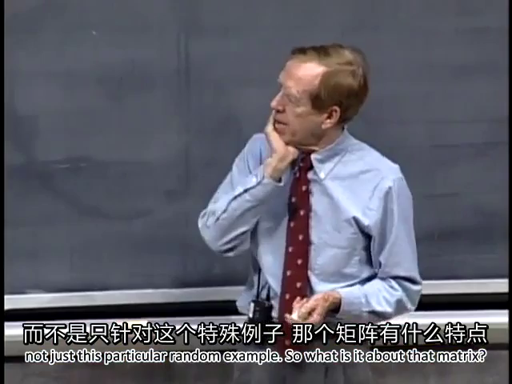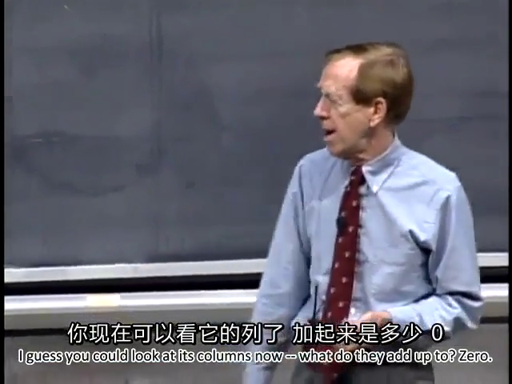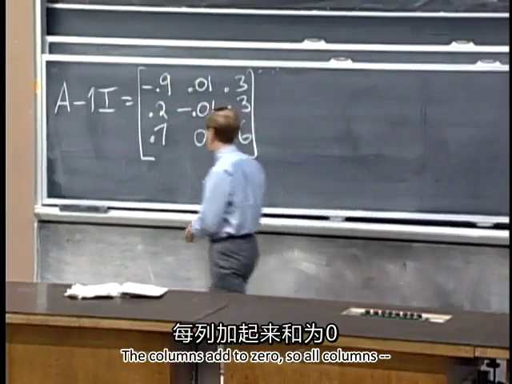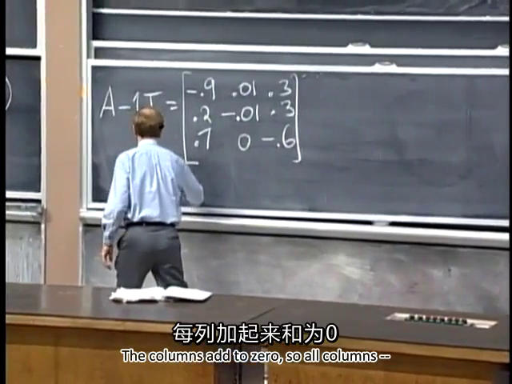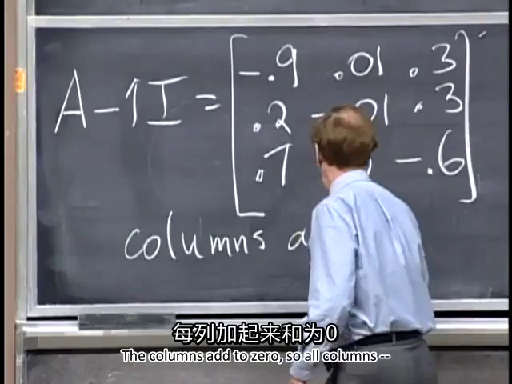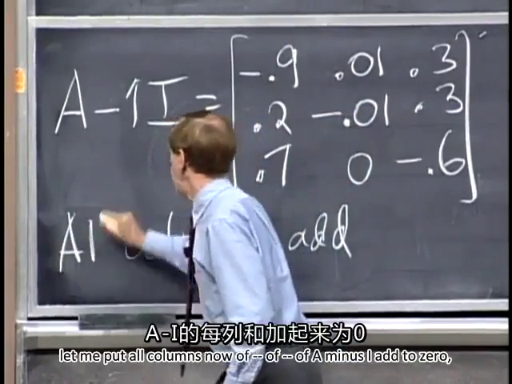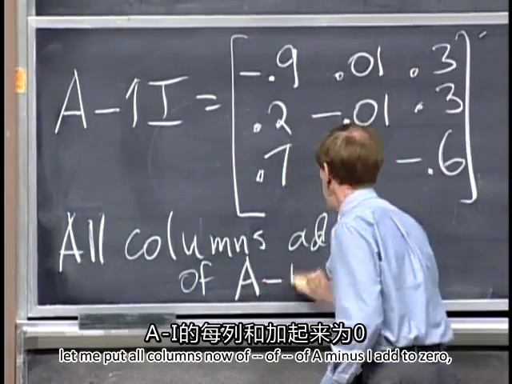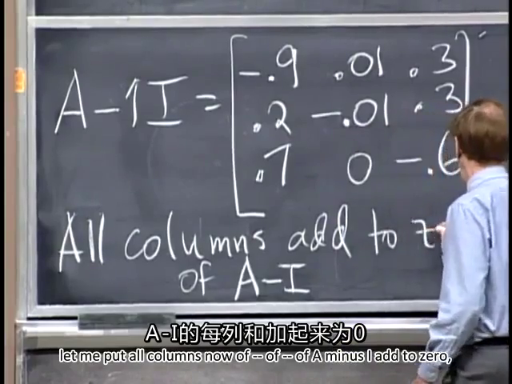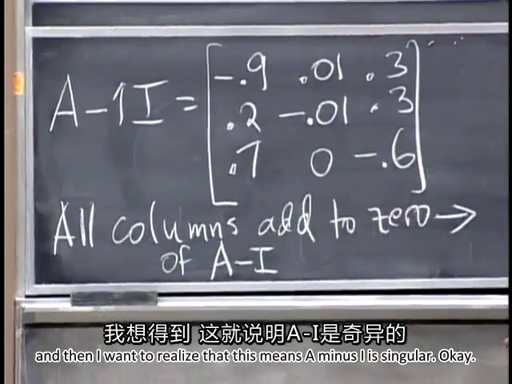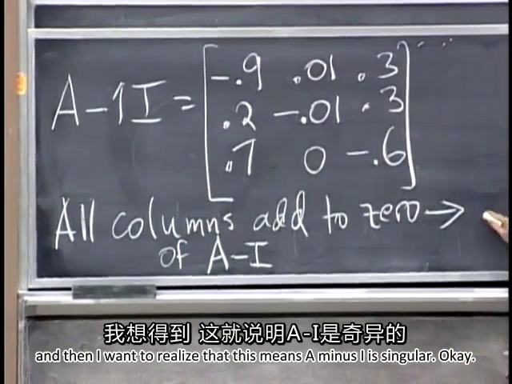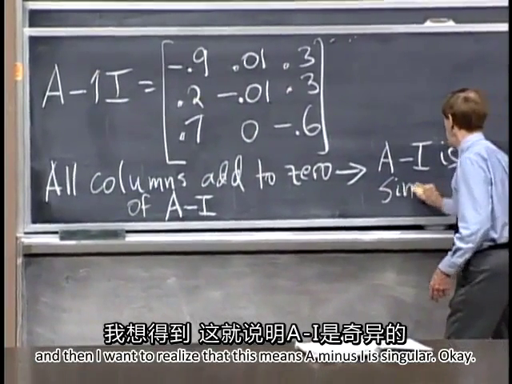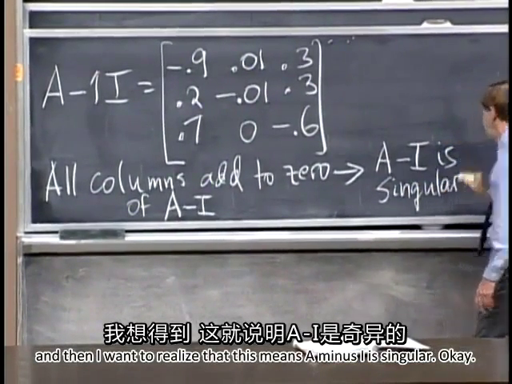So what is it about that matrix? Well, I guess you could look at its columns now. What do they add up to? 0. The columns add to 0. So all columns of A minus I add to 0. And then I want to realize that this means A minus I is singular. Okay.